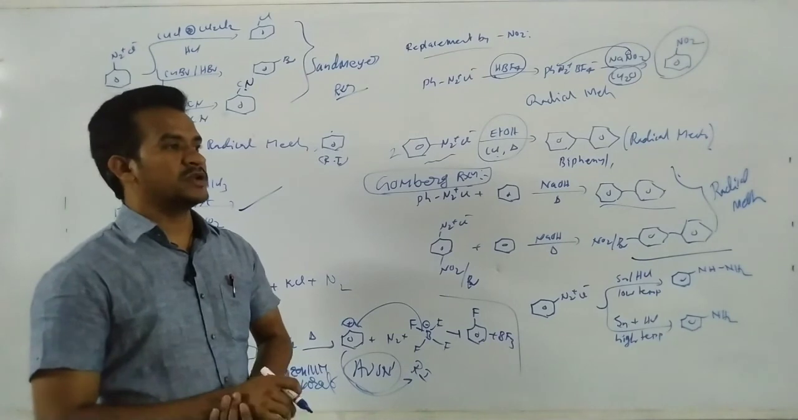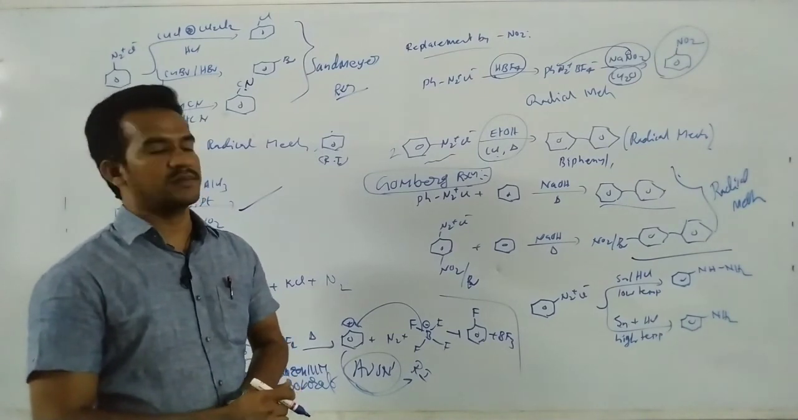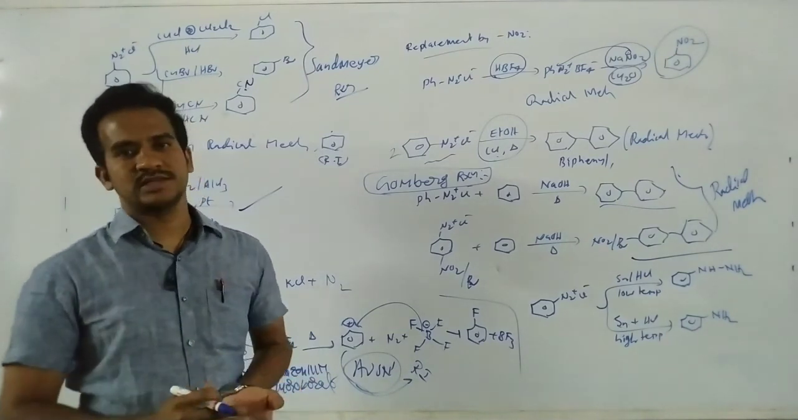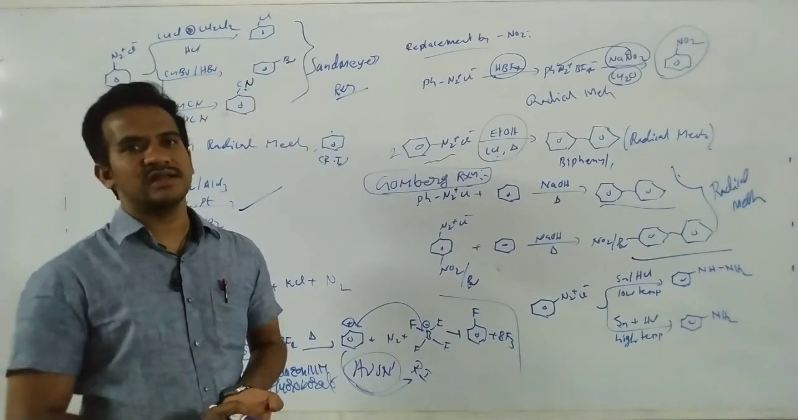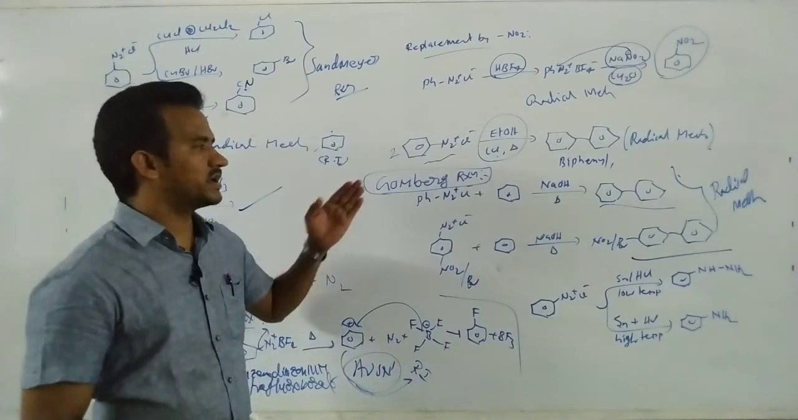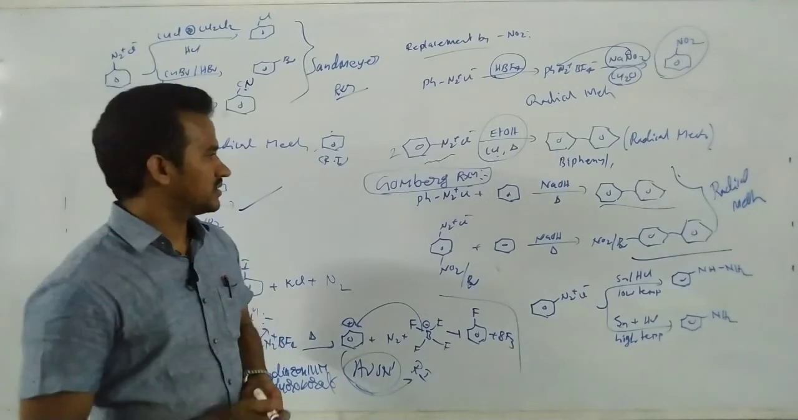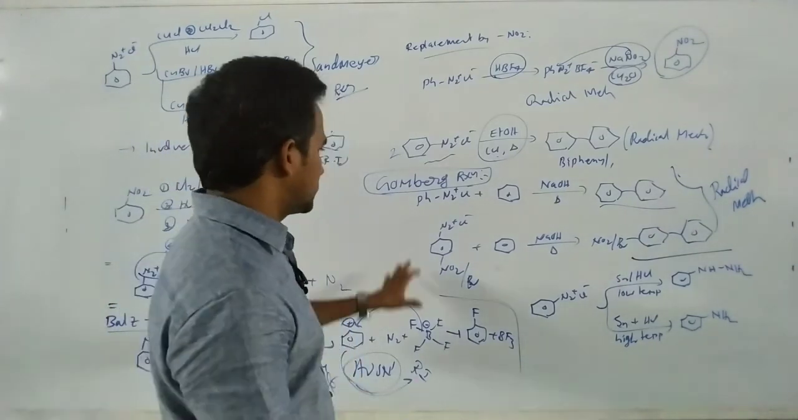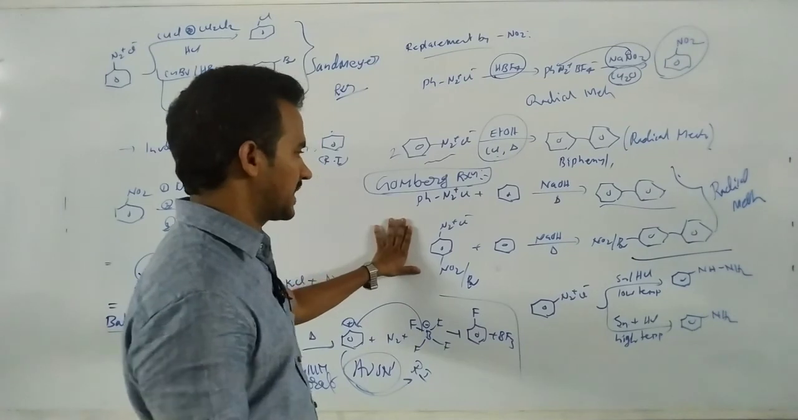So in amines, we can see 3 different names. One is the Baker-Mullikan test, the other one is the Bamberger rearrangement, and this one is the Gomberg reaction. Okay. So that is the product.